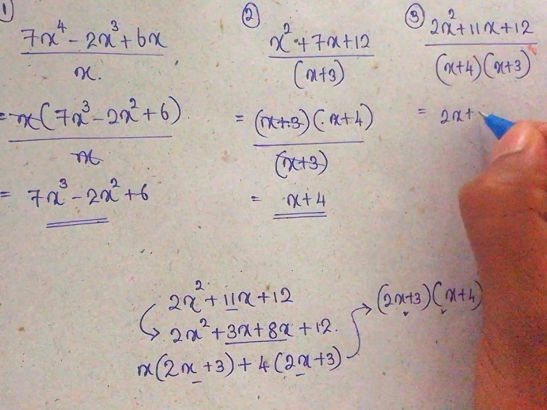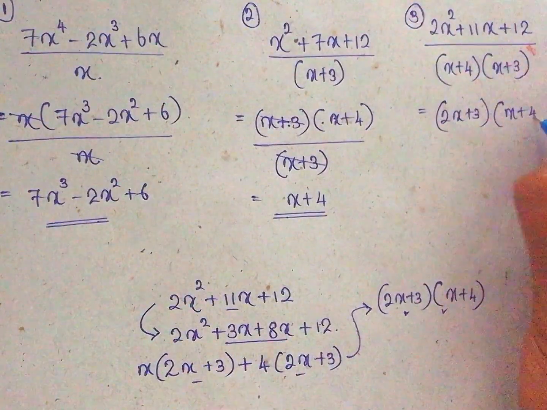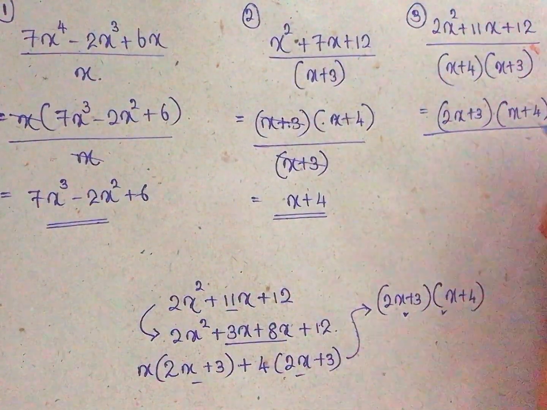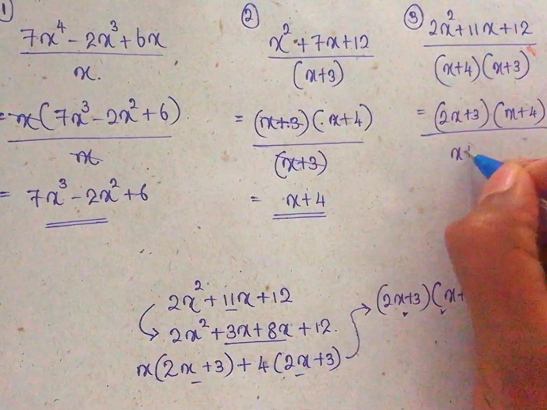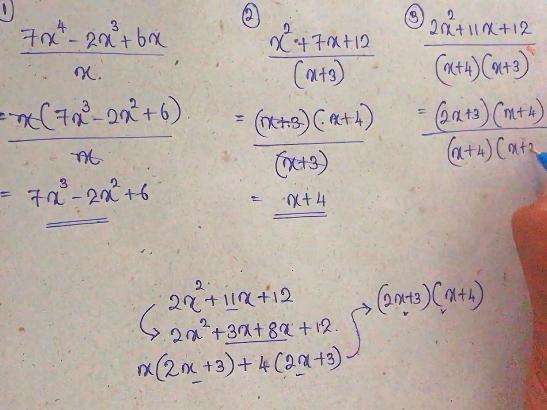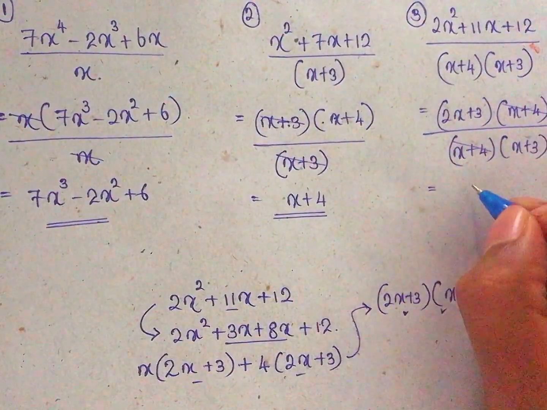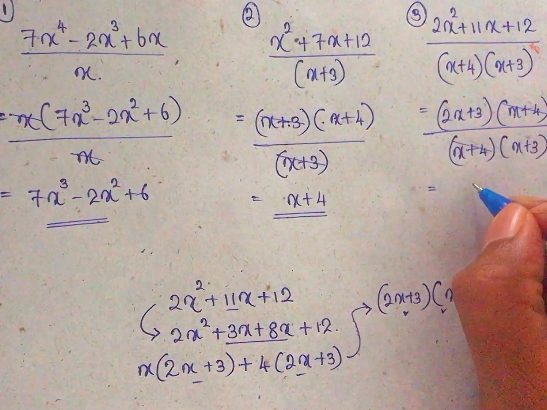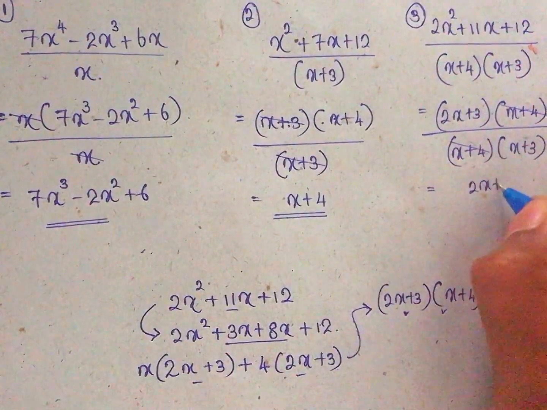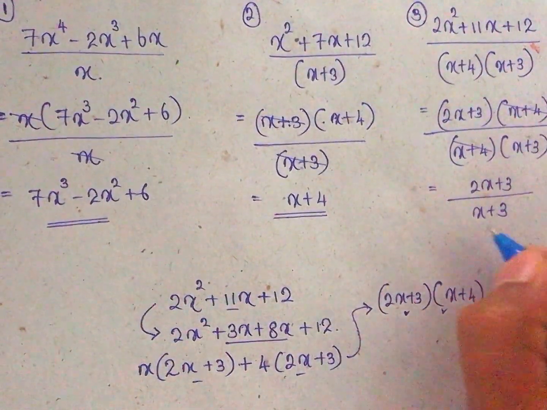Then you can replace the numerator as 2x plus 3 within bracket x plus 4. The denominator has no changes, it is x plus 4 and x plus 3. Then x plus 4 is common, you can cancel it out. The remaining part is 2x plus 3 over x plus 3. This is the final answer.